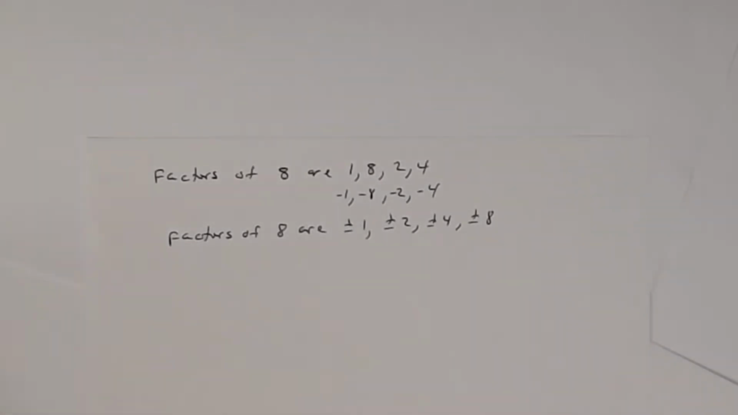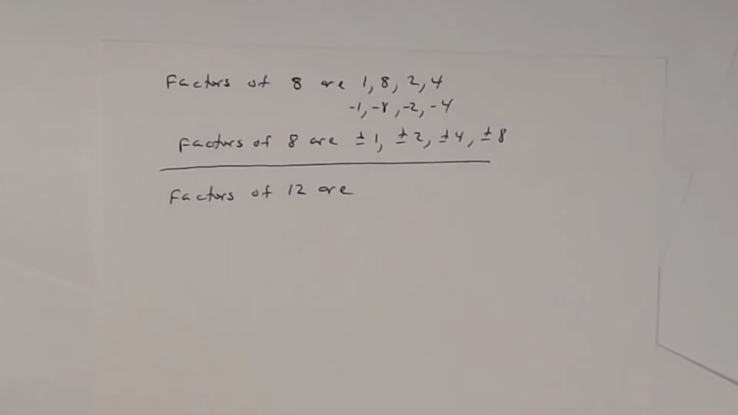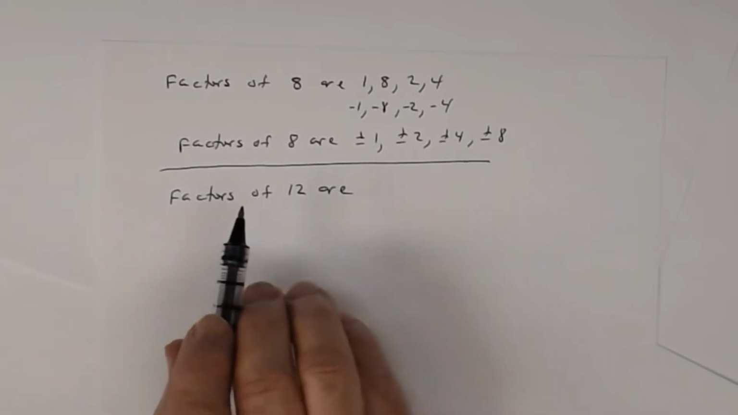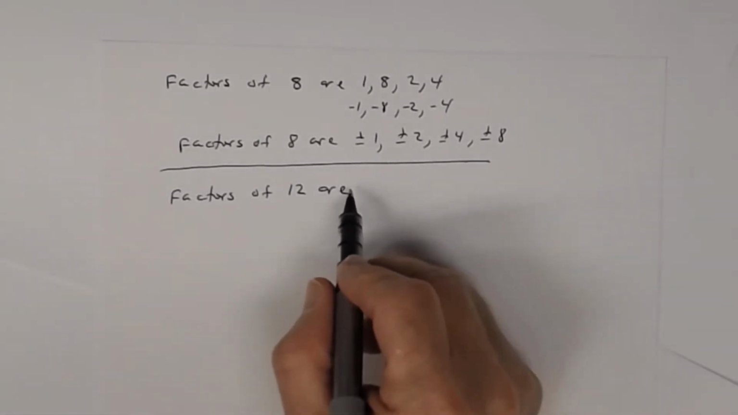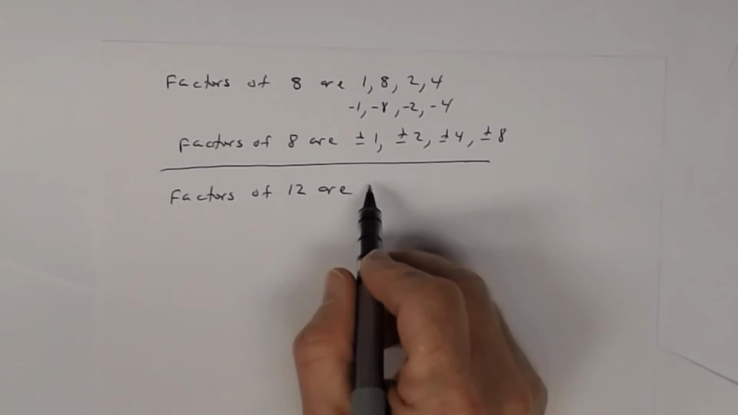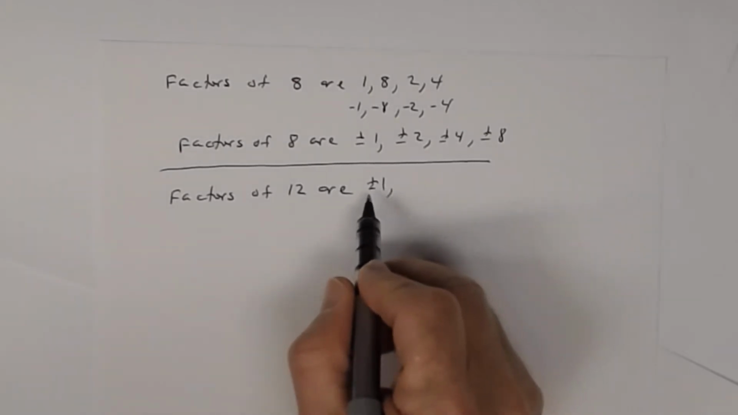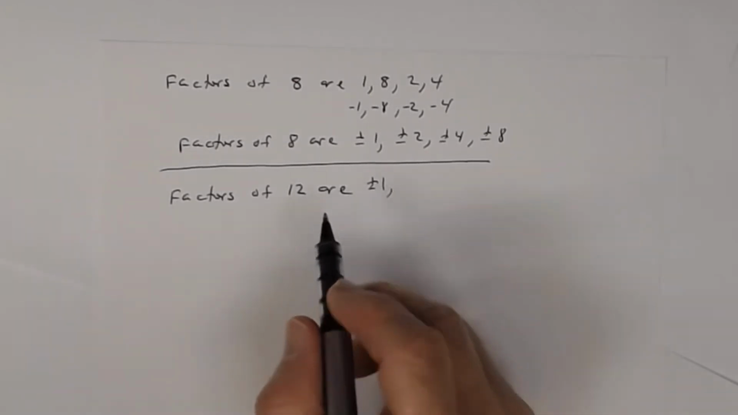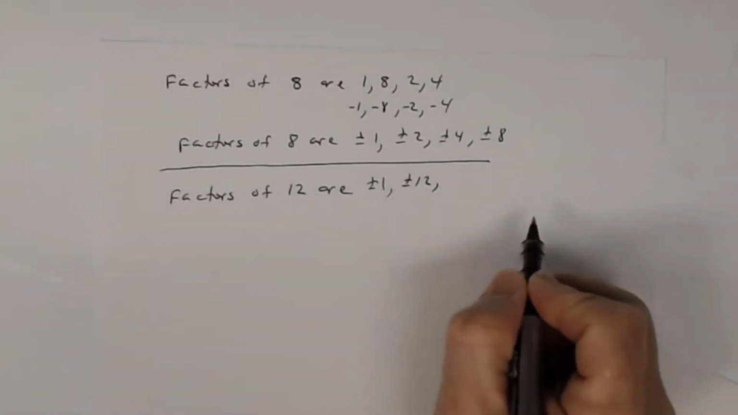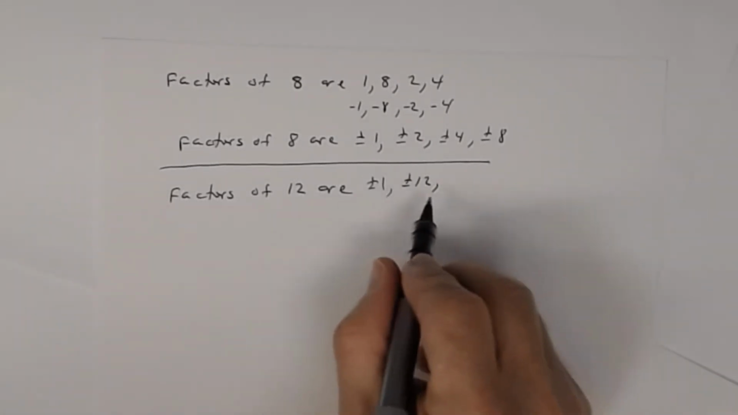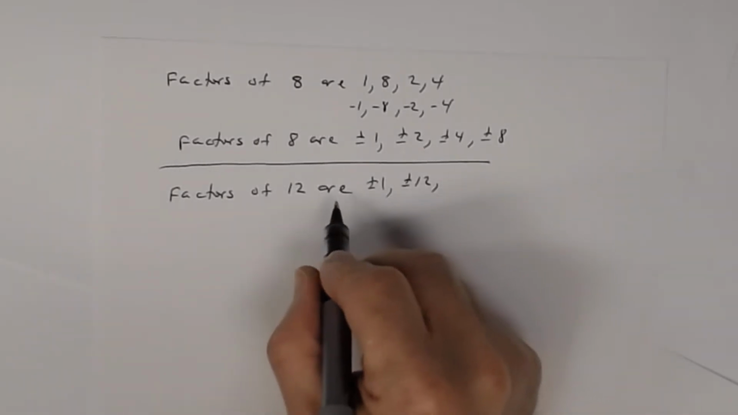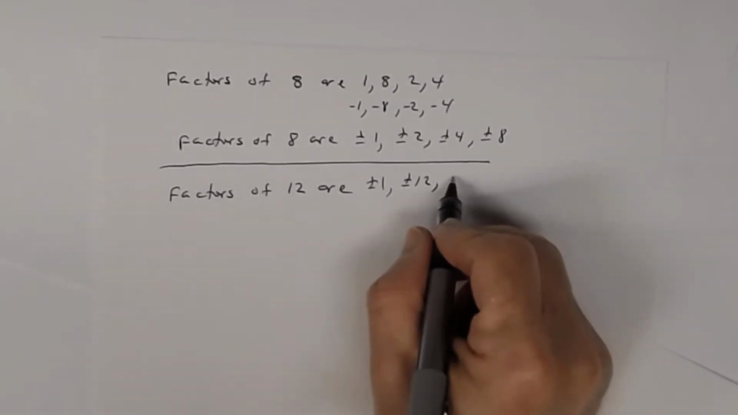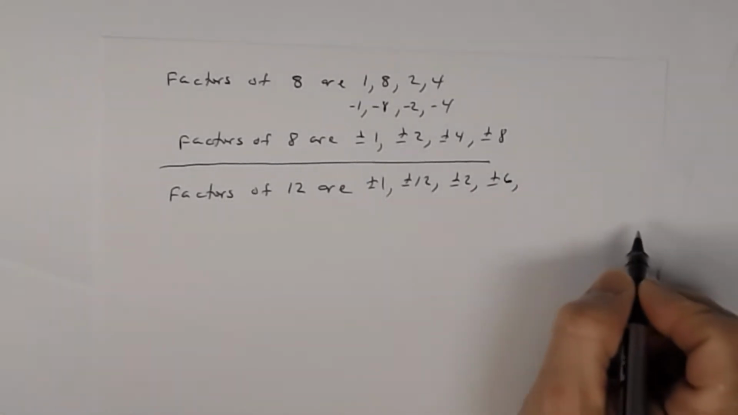All right, so let's talk about the factors of 12. 1 is a factor of every number, so I can say plus or minus 1. Now 1 times 12 is 12, so plus or minus 12. The next factor of 12, if we go in order, would be 2. And 2 times 6 is 12, so I can say plus or minus 2, plus or minus 6.